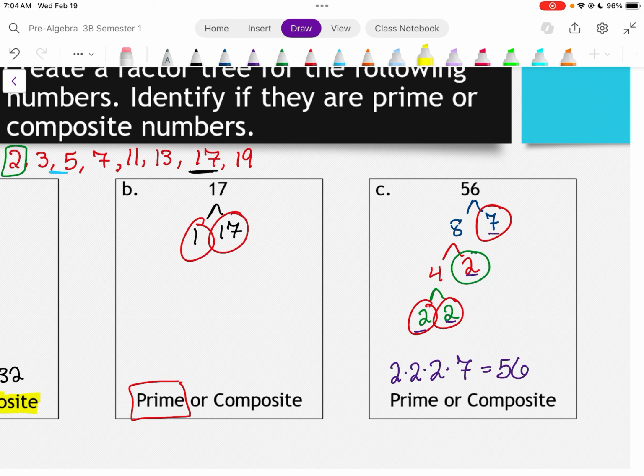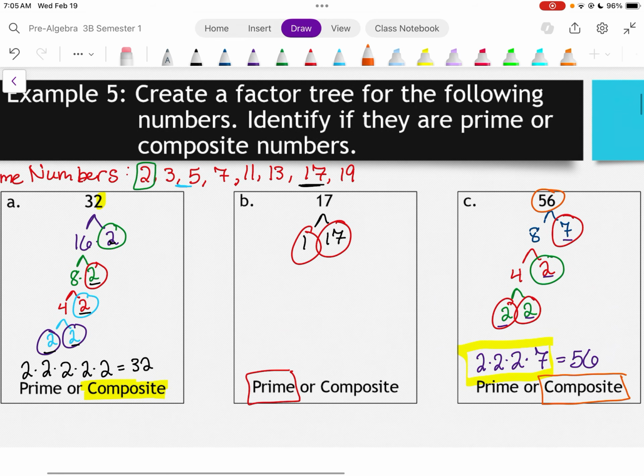And all of these numbers on the left side are prime. So that's our goal of our factor tree, to get to those prime numbers. But if we look at 56 overall, that is not a prime number. That is composite because we had more than 2 factors at the end of our tree.